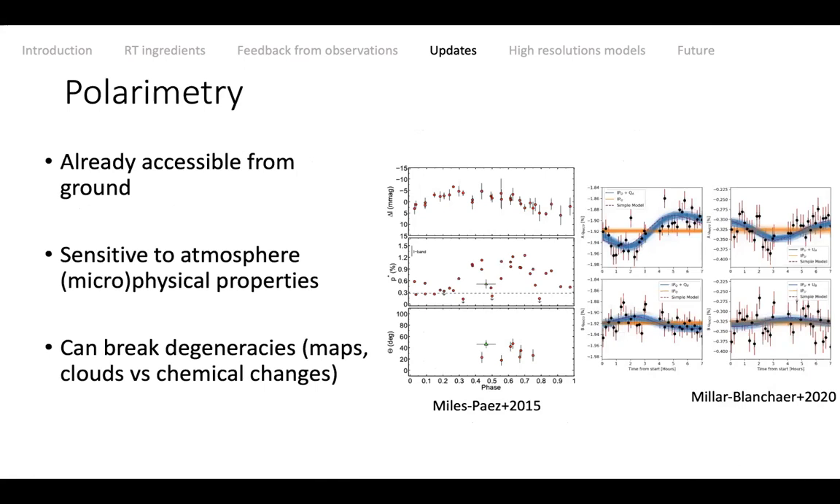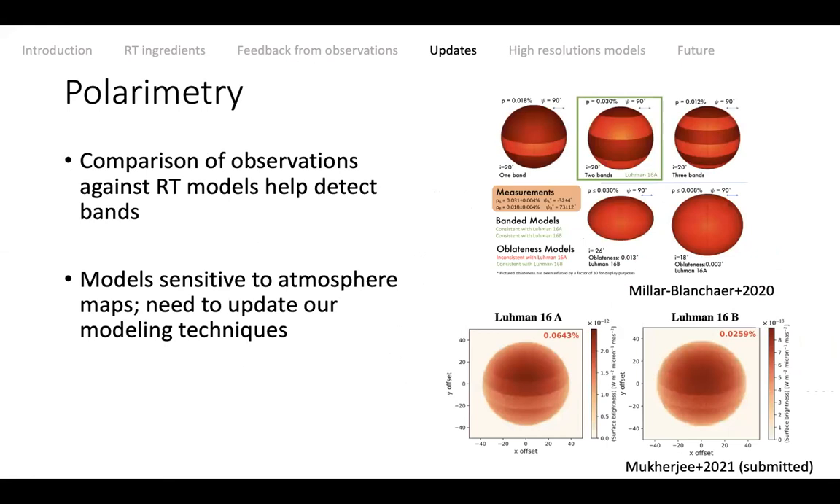However, with polarimetry, we will be able to separate the two, and polarimetry is for brown dwarfs already accessible from the ground. We can not only detect planets, we can also actually characterize them. And the good thing about polarimetry is that it's sensitive to the atmospheric properties and also the location of features on a map. So we can not only, for example, break degeneracies in maps we have been having with flux-only observations, but we can also figure out if our atmosphere actually has clouds or it has chemical changes that cause the LT transition. And there are already a number of codes out there that are able to create the polarimetric spectrum of a brown dwarf or an exoplanet. And we have used a number of them in order, for example, to map the atmosphere of Luhman 16A, like what you see here.